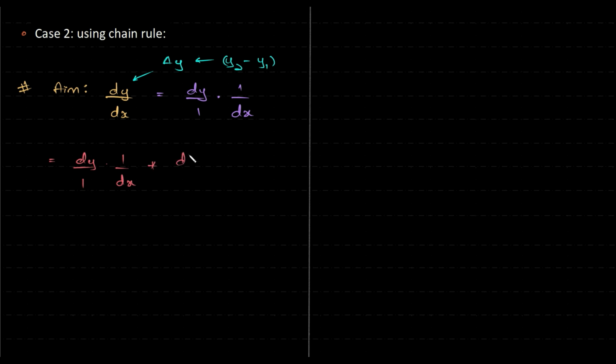Say in this case, I will multiply and divide with dt by dt. This is from the idea of multiplicative identity. On rearranging, we have dy by dt into dt by dx. I'm just rearranging. Okay. Now, what is the point of this? How to make use of this idea?